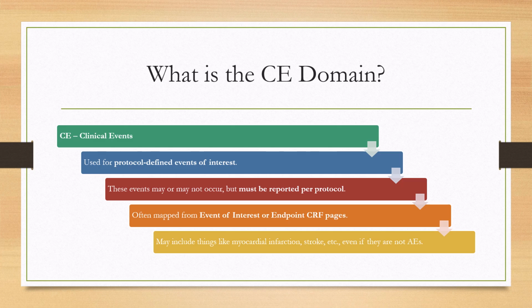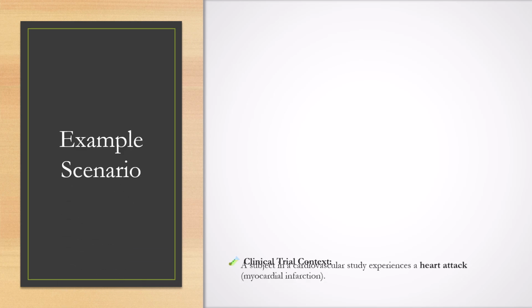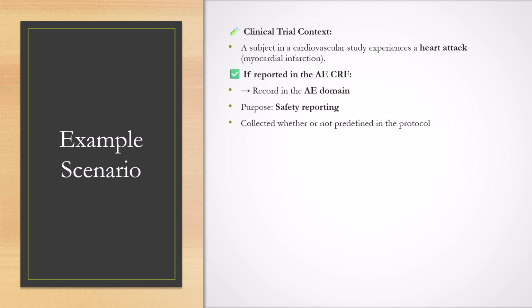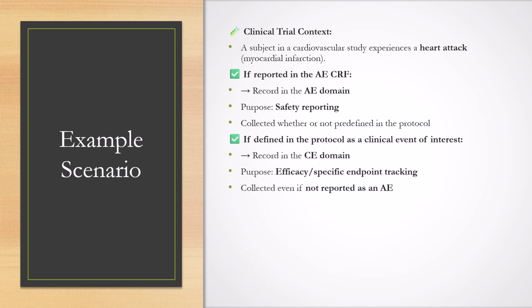So now let's understand the difference between these two domains with an example. Suppose a subject suffers a heart attack during a cardiovascular clinical trial. If this event is reported in an adverse event form, it goes into the AE domain, that is standard for safety monitoring. Now, if the protocol specifies that myocardial infarction is a key clinical event to track, regardless of whether it is adverse or not, then this event also goes in the CE domain.